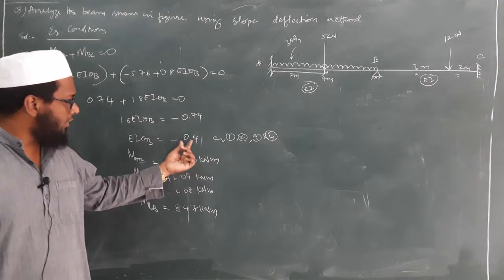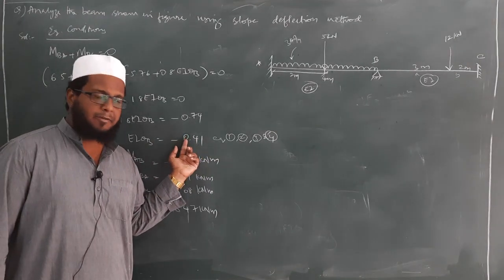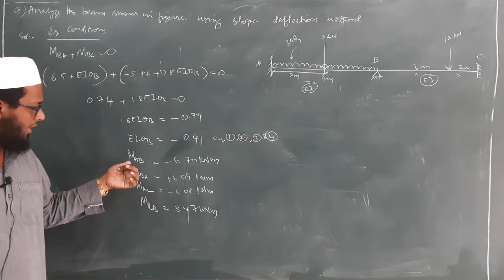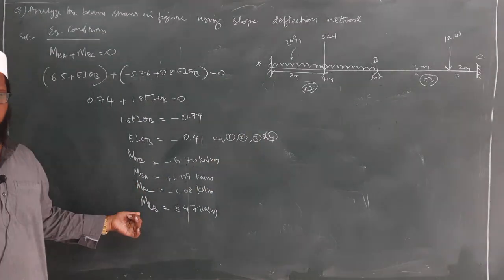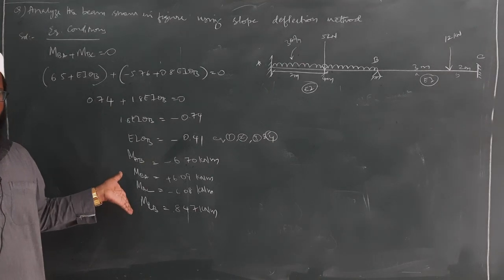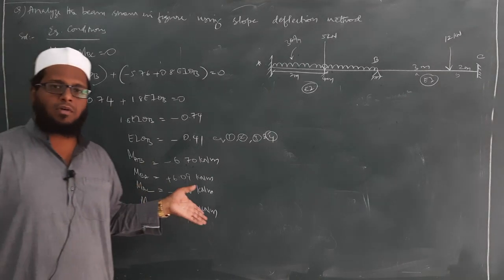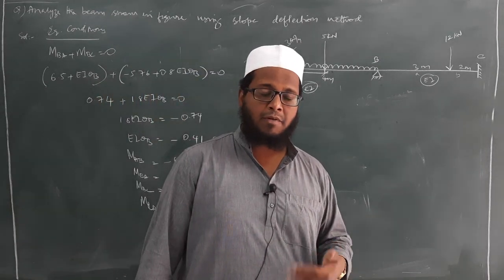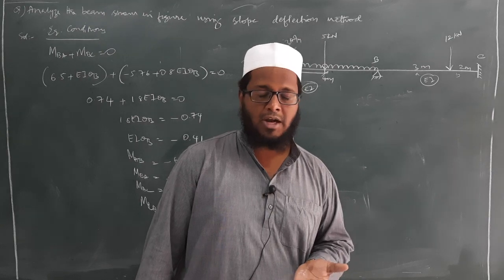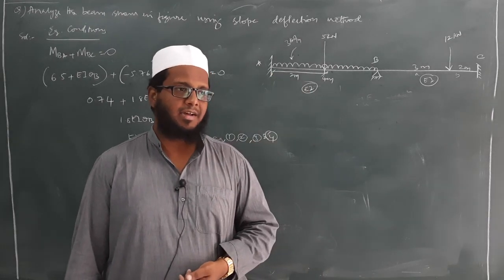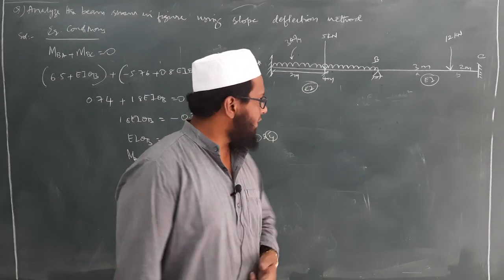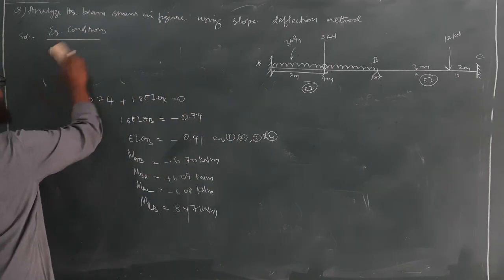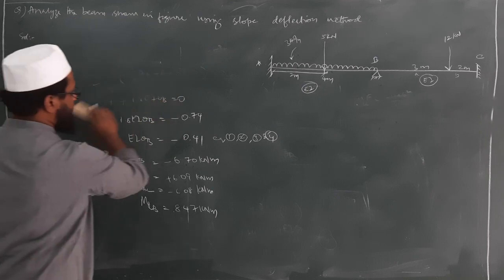So once you substitute the value of EI theta B in equations 1, 2, 3 and 4, you will get the value of MAB, MBA, MBC and MCB. After calculation of these moments, we will go for the calculation of shear force and bending moment. But before calculating shear force and bending moment, we have to calculate reactions, isn't it? So we will calculate reactions first.